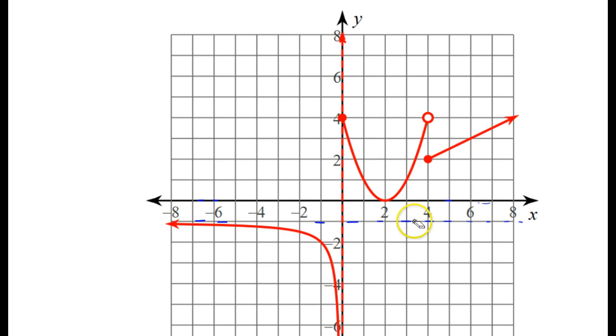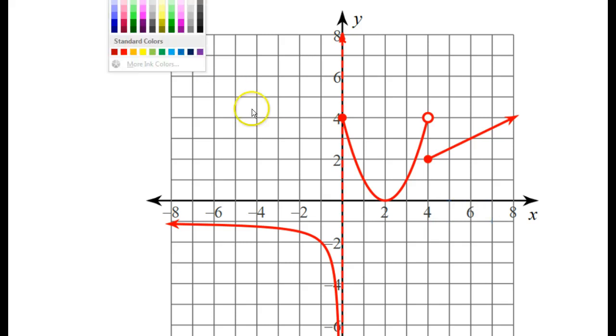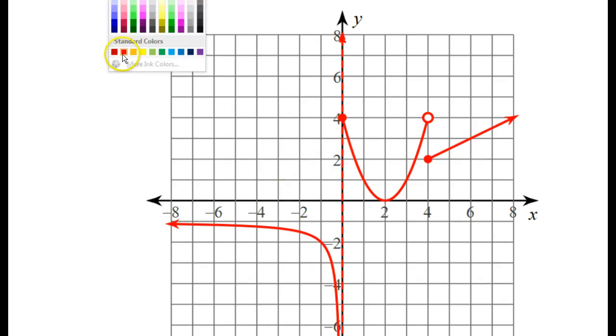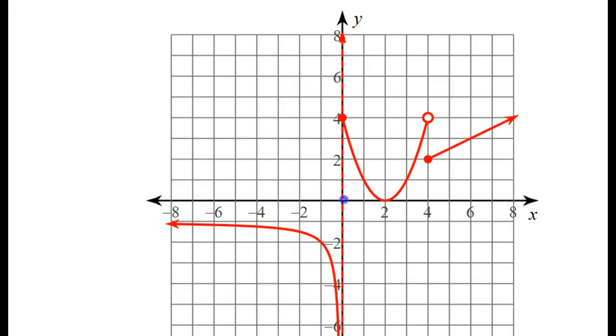Well, let's see. So first of all, let me erase this for a second. All right, so I'm going to do my new function in blue. What is going to happen to my asymptotes? Right now I have a vertical asymptote at the y-axis, but I also have a horizontal asymptote that's here at -1. I'm going to color it red to match the original graph.